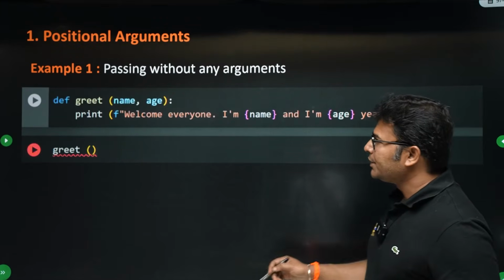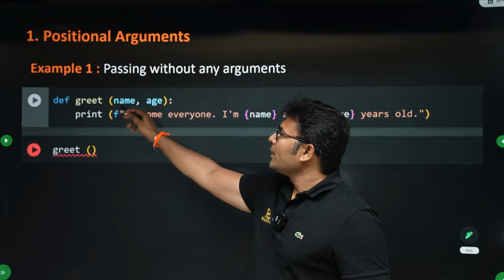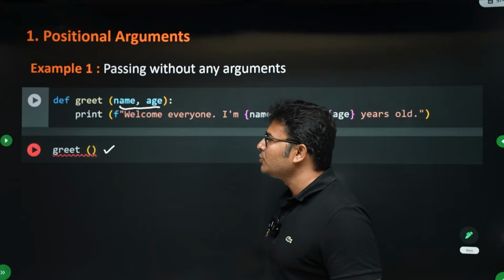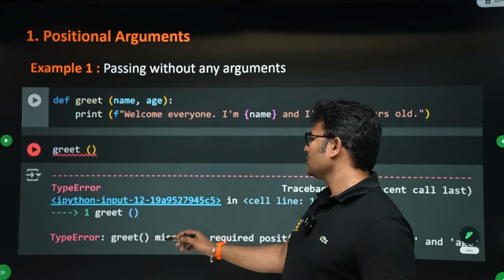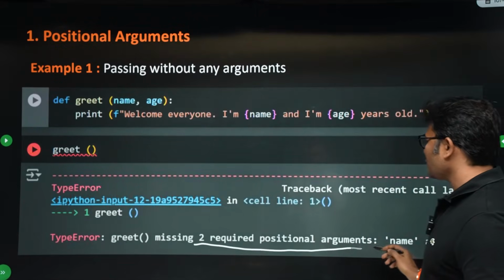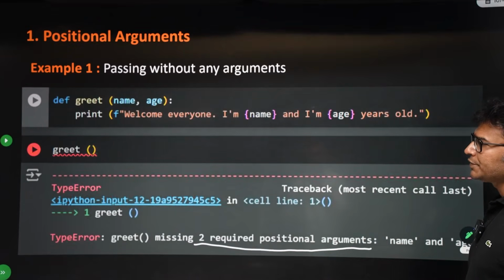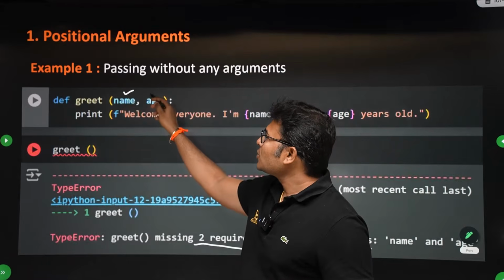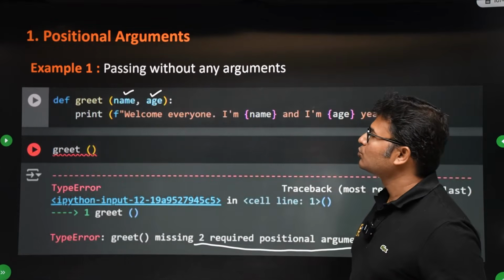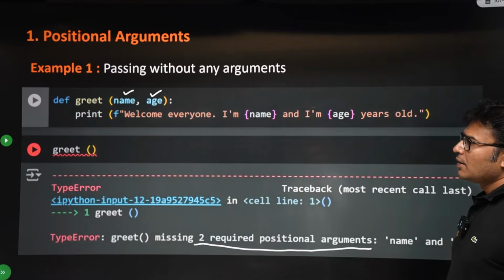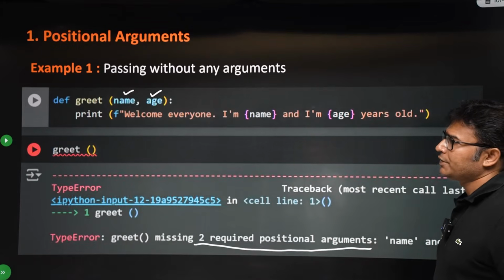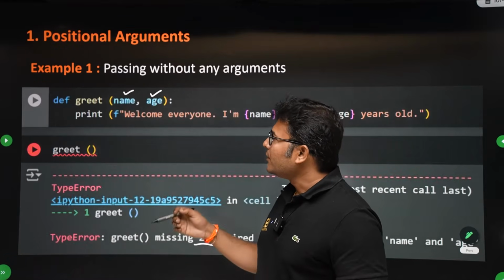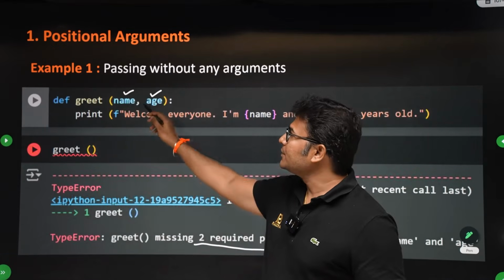For example, there is greet. It is having two parameters, name and age. If you don't pass any parameters, it is going to give you an error saying that it is missing two required positional arguments. Two positional arguments are missing. Now in this case, if you observe, this name and age are called positional arguments, and the position is important. When you pass some values to these arguments, they will be accepted in this same order.